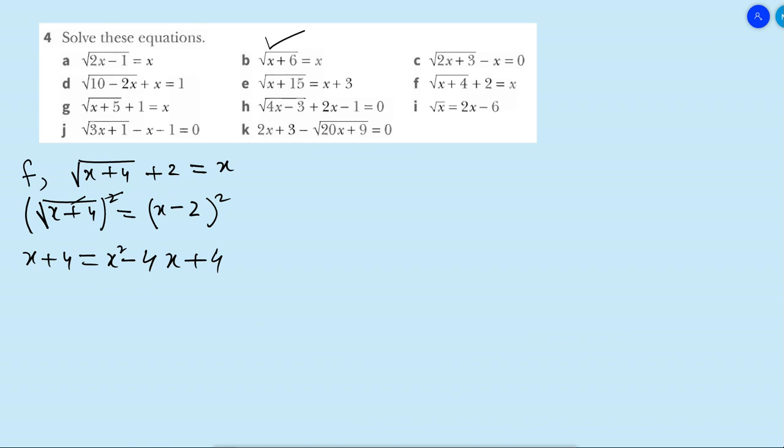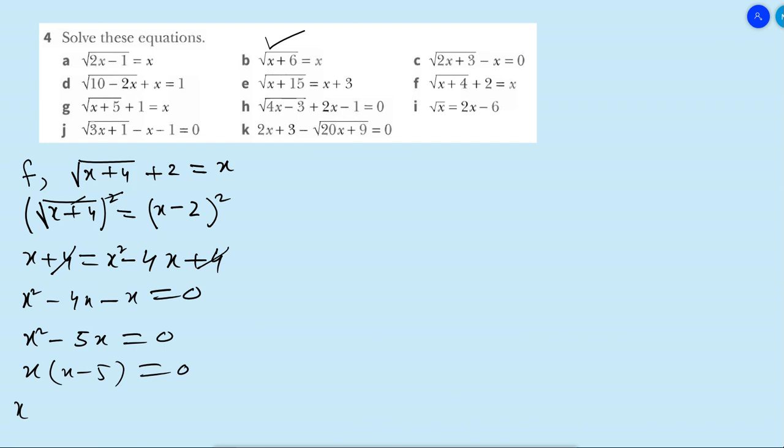Now this 4, directly we cancel this 4. So x² − 4x − x = 0, because we have shifted x to this side. x² − 5x = 0. Taking x common, x(x − 5) = 0. This implies that x = 0 and x = 5. But the only answer is x = 5, because 5 can satisfy the question.